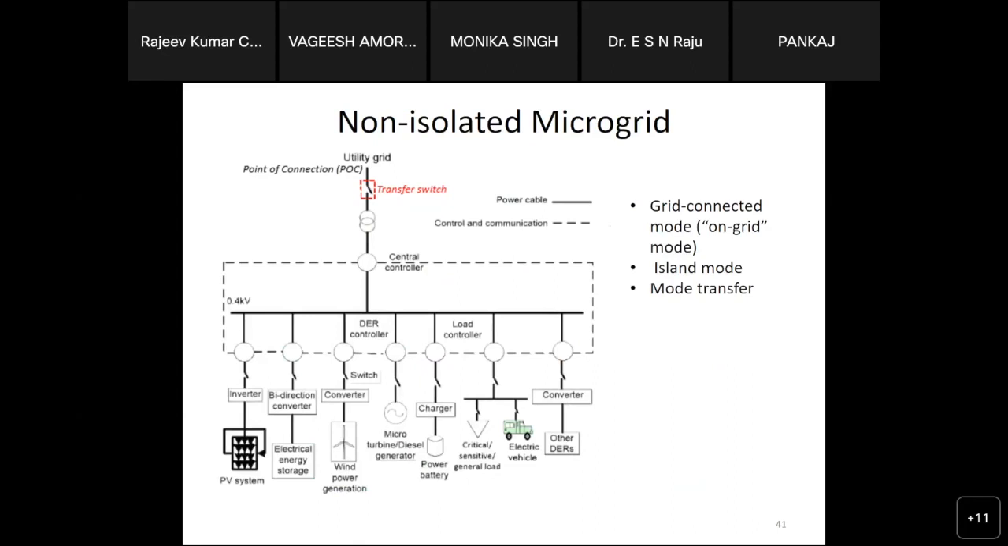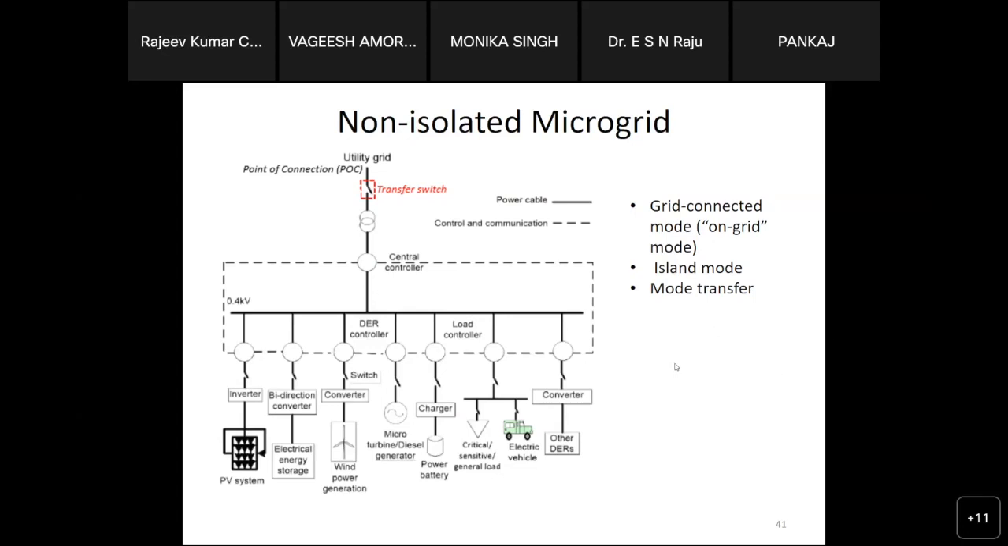So non-isolated means, as we can see, we have the microgrid. On the top of the microgrid, we have the central controller. On the top, we have the utility grid connection. In between, we have the transfer switch as well as the distribution transformer. This non-isolated grid can be operated both in the grid connected mode of operation as well as the islanding mode of operation. Also, there is a mode transfer between the islanding and grid connected mode of operation. There is a point of common coupling or the point of connection between the utility grid and the main grid. So this is a non-isolated grid.